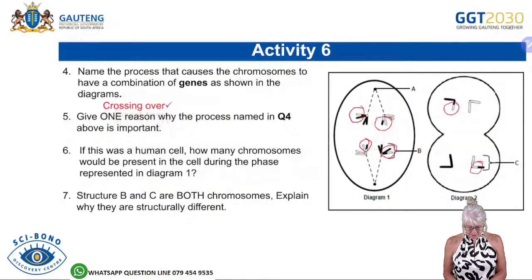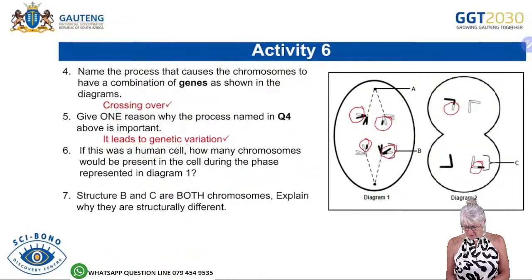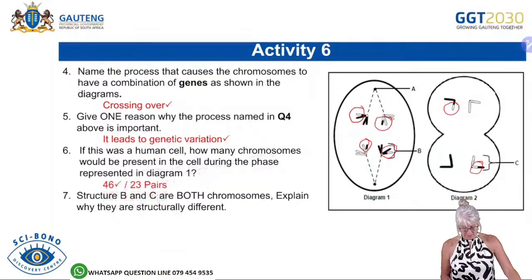All right, then they say, okay, so that was it. It's because it leads to genetic variation. Now, here, if we look at the diagram, we see there's only 4 chromosomes to start off with in the first cell. But now they're telling us, if this was a human cell, how many chromosomes would be present in the cell during the phase represented in diagram 1? So all the chromosomes would still be there, which means there would be 23 pairs, or 46 chromosomes. So we can just say 46 chromosomes, because they're asking us how many. They didn't say how many pairs.